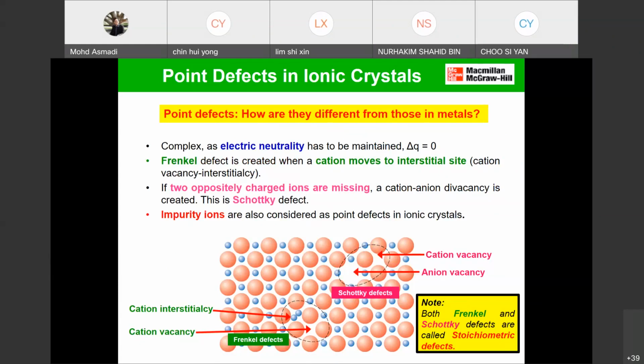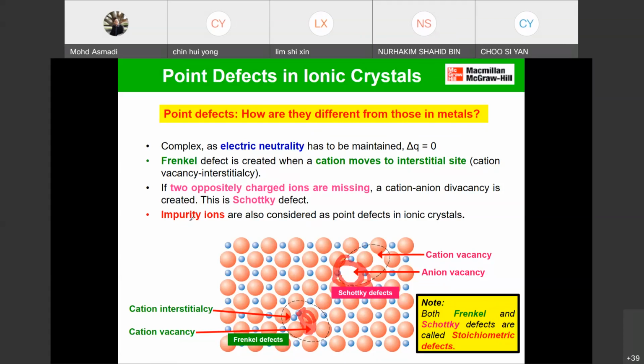Another one is, for example, if you still remember from the ionic bonding, we want the atom to be stable. Similarly, for the defects, we want to maintain the neutrality. So for the Frenkel defects, a defect is created when the cation moves to the interstitial site. If you look at here, this one is a Frenkel, because the ion was here and it moved to this site. If two oppositely charged ions are missing, a cation and anion vacancy is created. This is Schottky defect. And this one is Frenkel. This is missing. This one is moved.